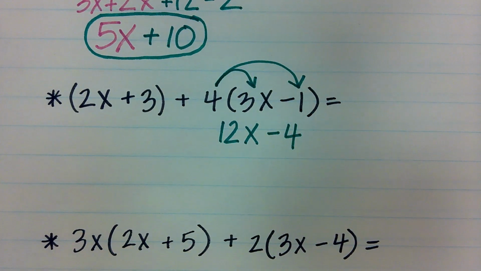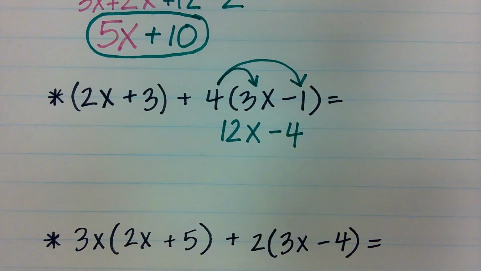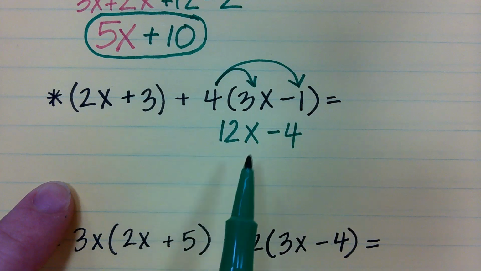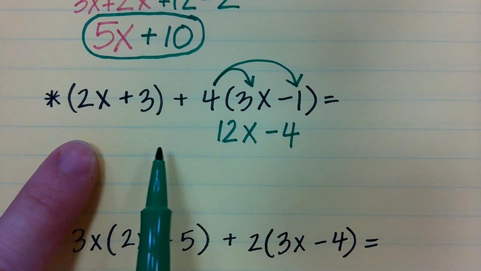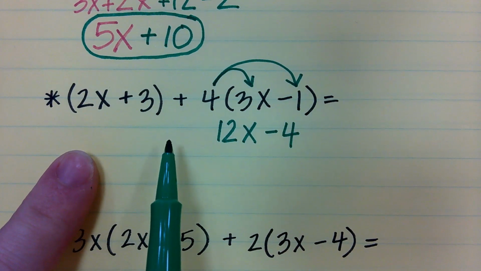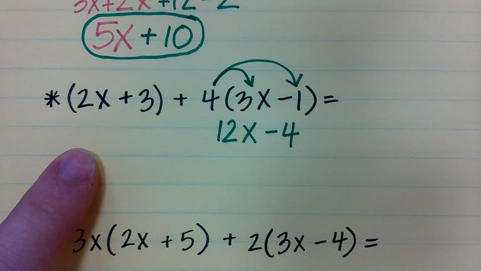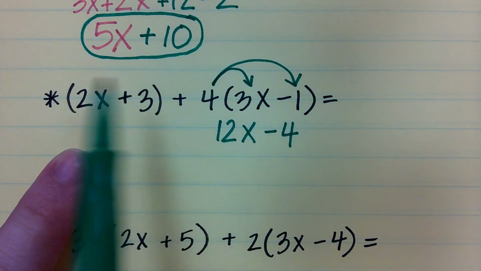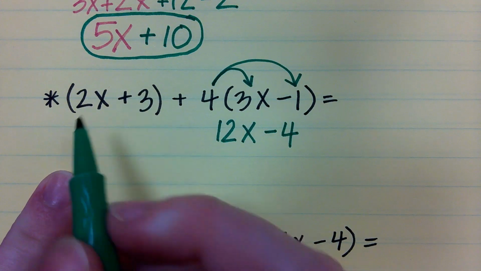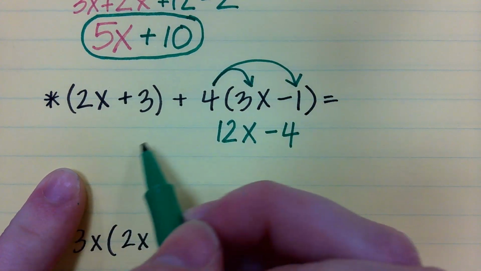So what should I do from here? Bring down the other one. Yes, we want to keep it nice and neat. I want to bring this down, and we really don't need those parentheses, so I'm going to get rid of them. We don't need them because there's nothing happening inside of here. So I'm going to write beside this 2x plus 3.